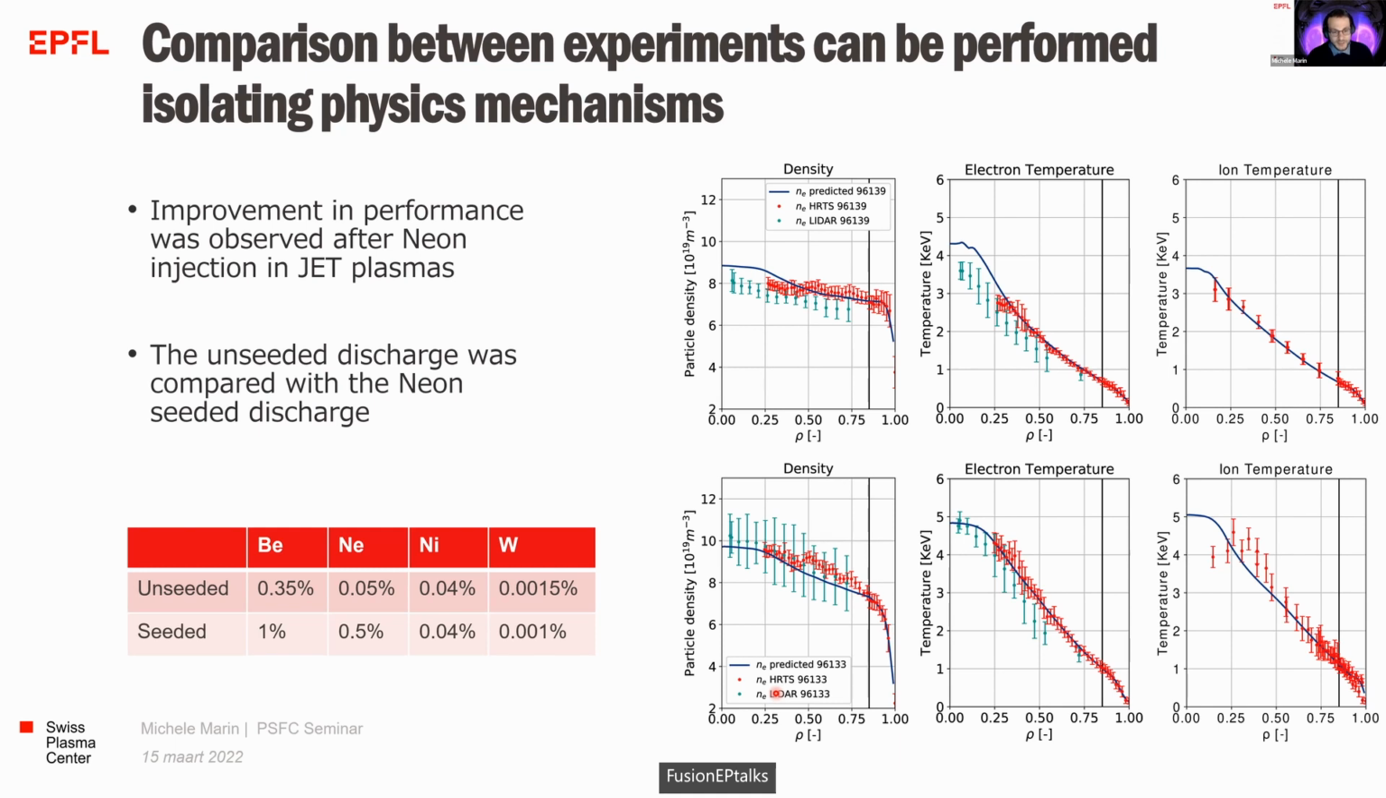In the experiments, you have the problem that you can't really change one thing at a time. As soon as you inject neon, the pedestal is changing, the rotation profile is changing, the impurity composition is changing, and it's really difficult to isolate the effect of each of these changes. But with integrated modeling, it's just simulation, so you can do it.